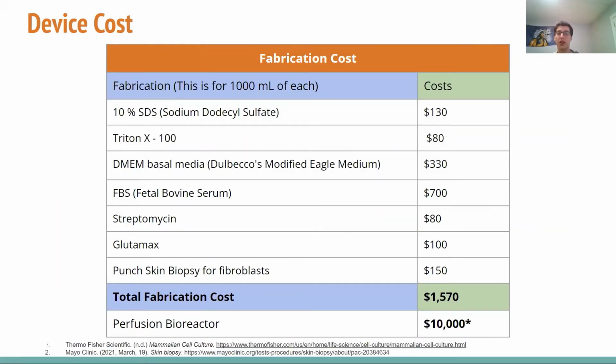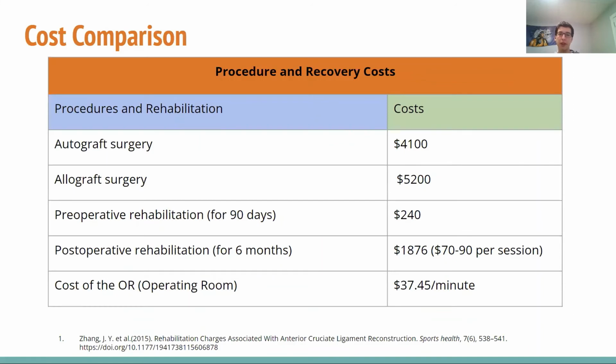This table shows the cost for the fabrication of our scaffold. The price listed for each solution is for 1,000 milliliters. We estimate that our scaffold will take $1,570 to fabricate, not including the perfusion bioreactor, which would be a one-time purchase for $10,000, and this bioreactor could be used for the production of multiple scaffolds. In comparison, the standard autograft surgery costs just over $4,000, while the standard allograft surgery costs a little over $5,000.